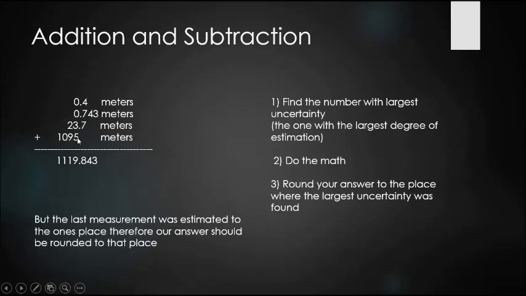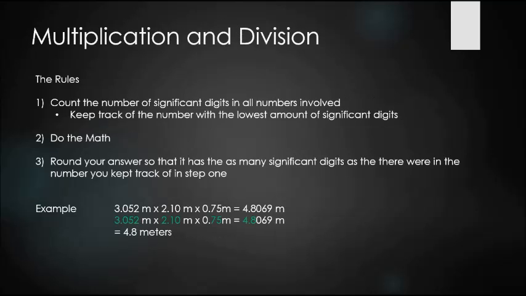So since our number with the largest uncertainty was this one, it was the uncertainty in the ones place, keep track of that. Then we did the math, and our final answer should be rounded to that place. So it'd actually be 1,120. We put the decimal there to make sure that all of those numbers were considered significant.